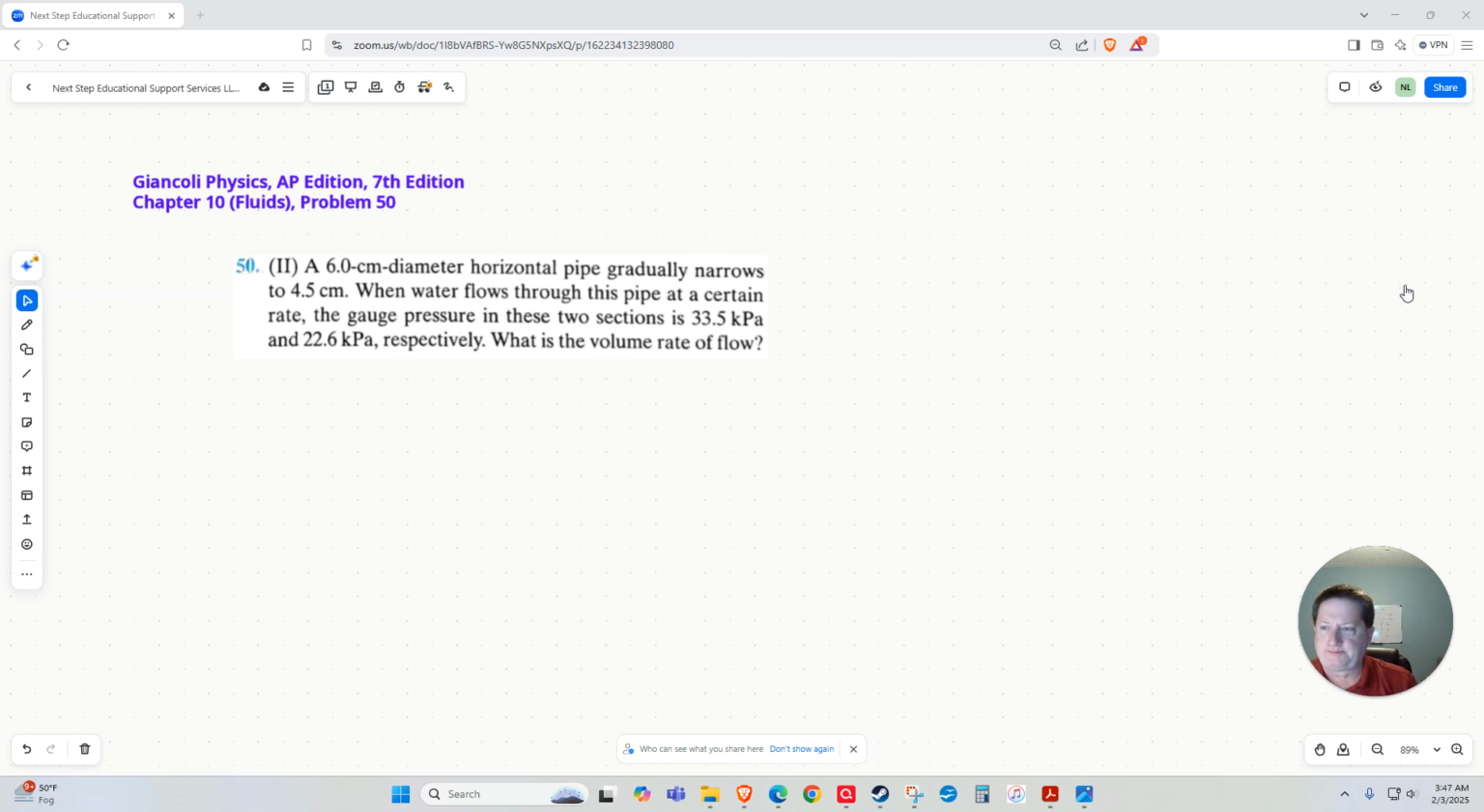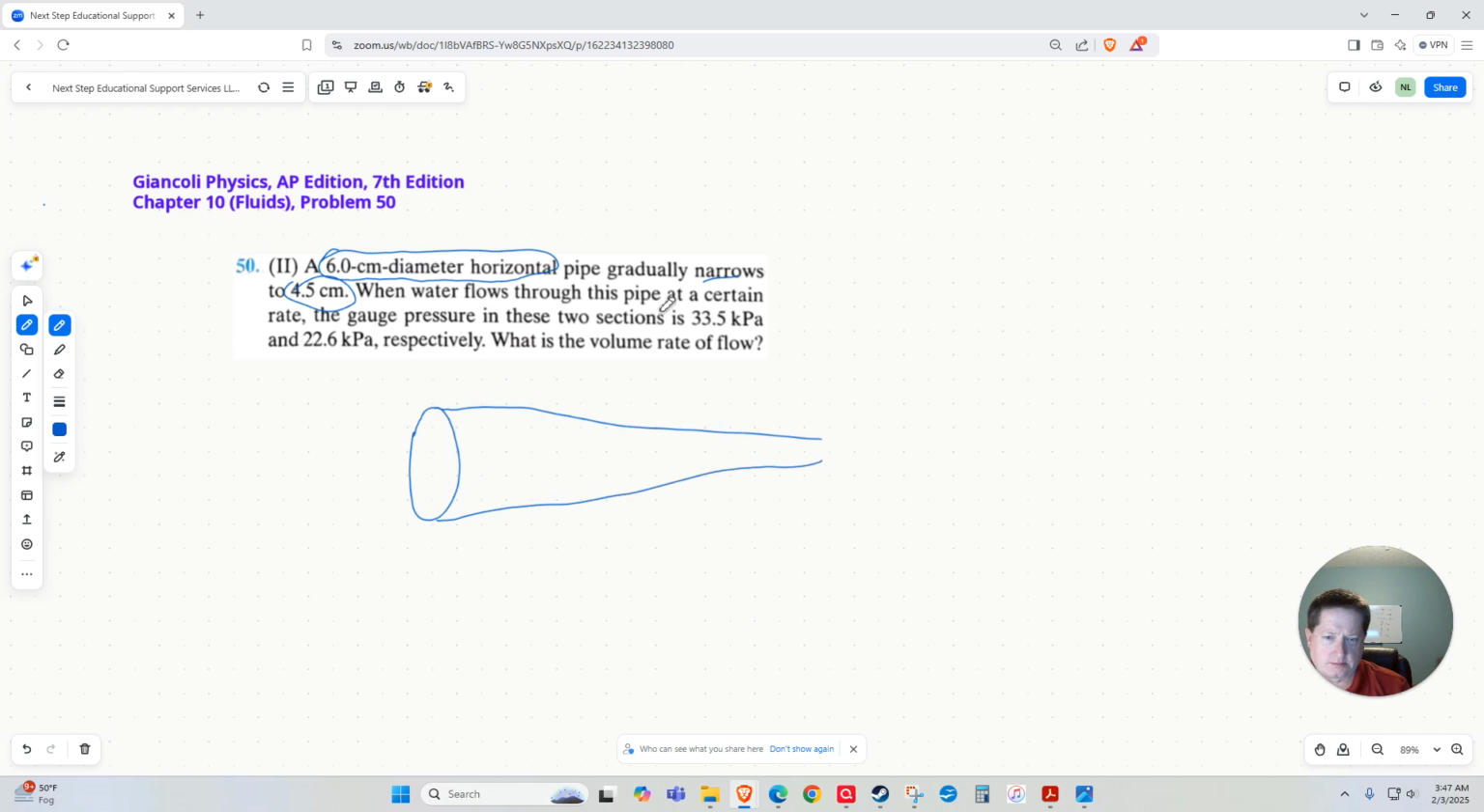Okay, let's see what we're dealing with here. As usual, we're going to identify the values we're working with. In this case, there's a lot going on. I'm going to draw a picture to keep track of things. I have a 6 centimeter diameter horizontal pipe that narrows down to 4.5 centimeters. So if I draw a pipe here, it's narrowing. Certainly not to scale.